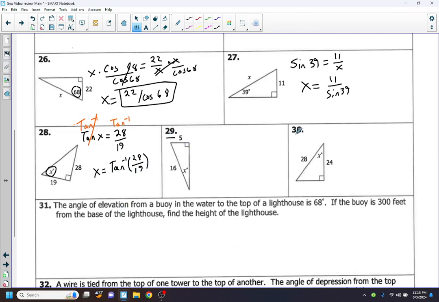It's the same thing here and here, where you use the negative 1 to set up your equation. The setup for this one, this is opposite over hypotenuse. You're going to get sine negative 1 of opposite 5 over the hypotenuse 16. And this one, this is adjacent over hypotenuse, so that's cosine negative 1 of adjacent 24 over hypotenuse 28.